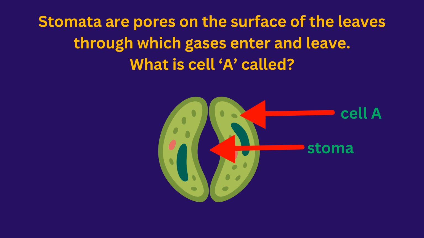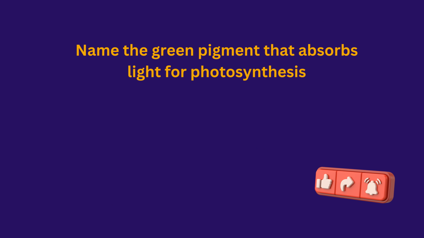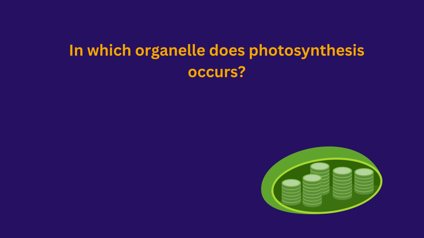What is cell A called? Very good, guard cell. Name the green pigment that absorbs light for photosynthesis. Good job, chlorophyll. In which organelle does photosynthesis occur? Chloroplast.